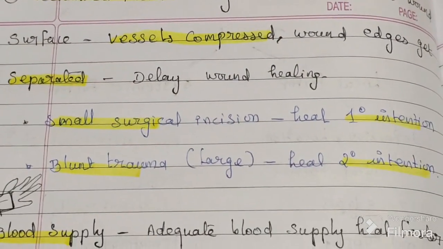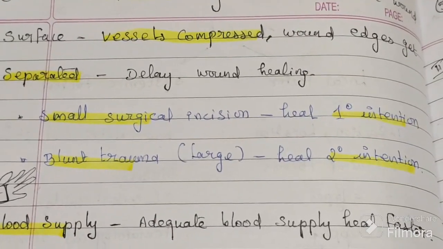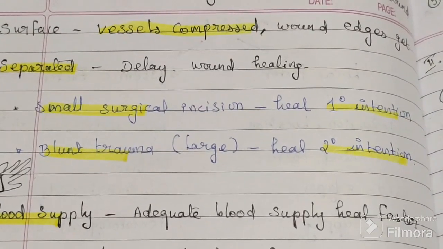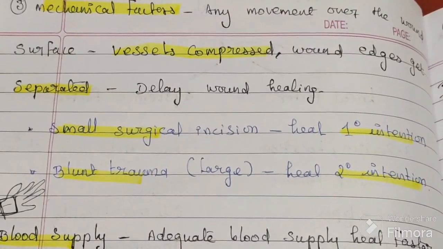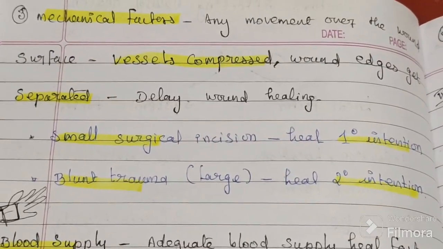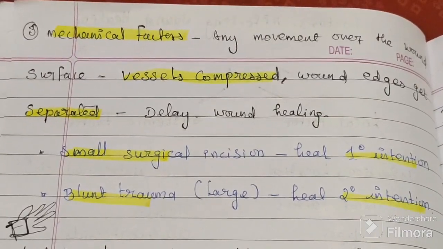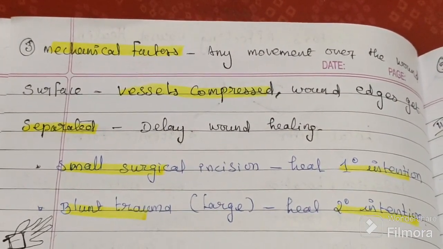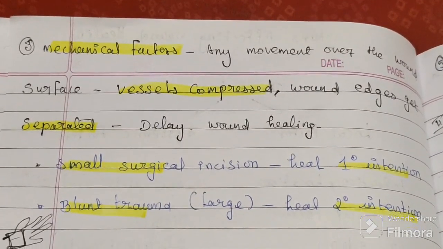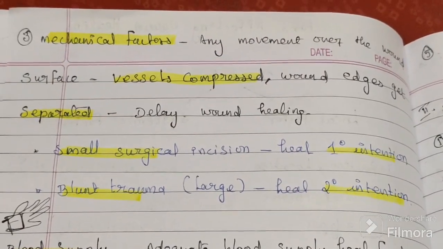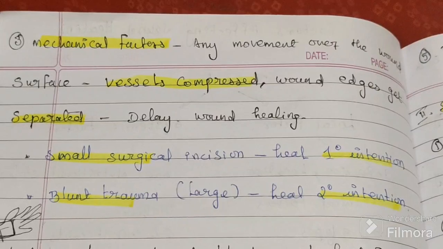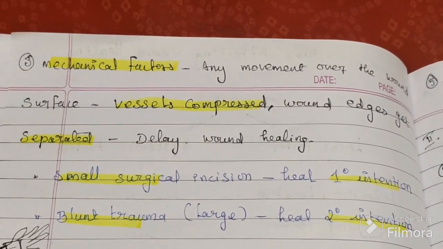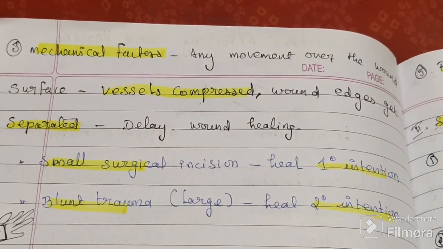The next factor is mechanical factors. Any movement over the wound surface can interfere with the normal repair process: the vessels might get compressed, and the wound edges get separated, and that results in delayed wound healing. Then the type of wound: a small surgical wound heals faster by primary intention. In the case of severe blunt trauma, which is a large wound, it heals by secondary intention.